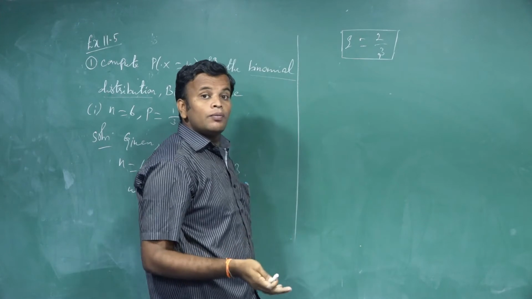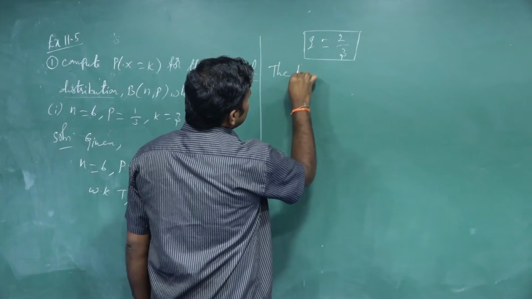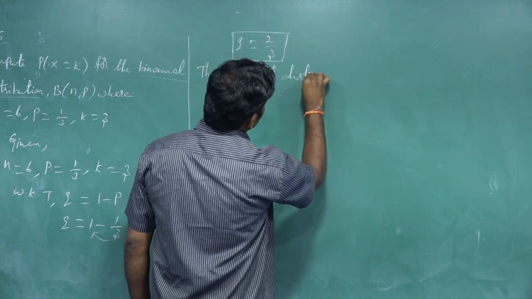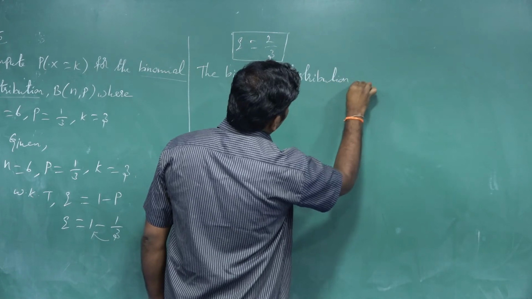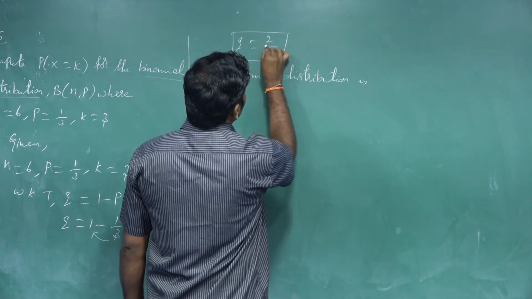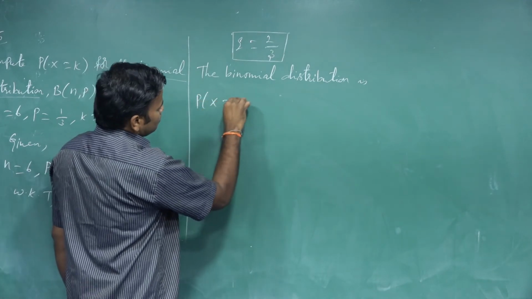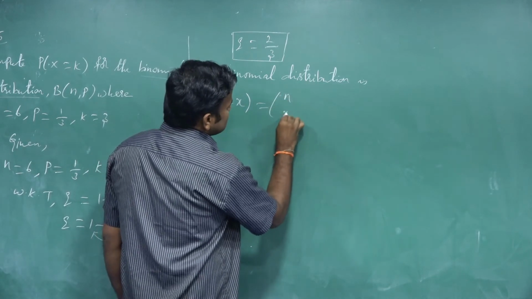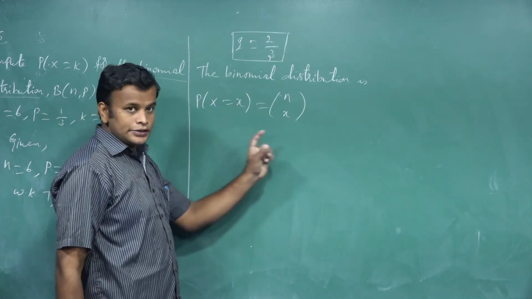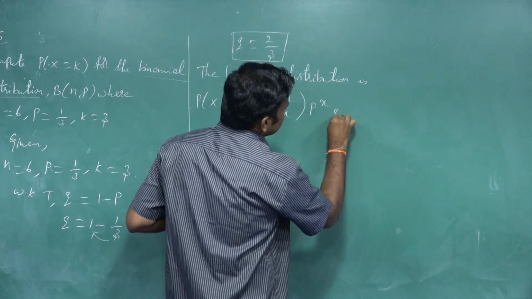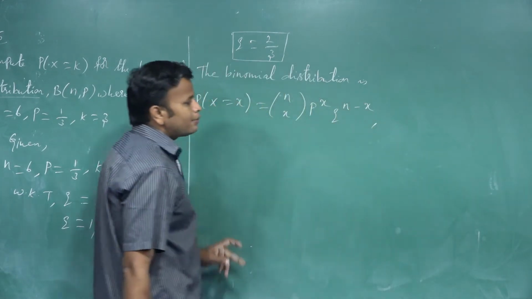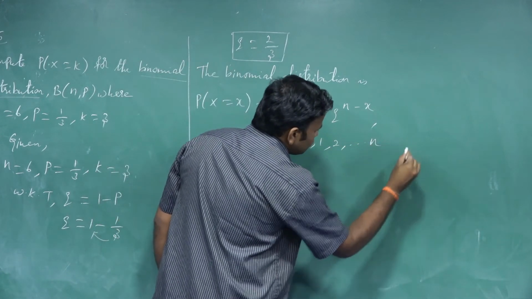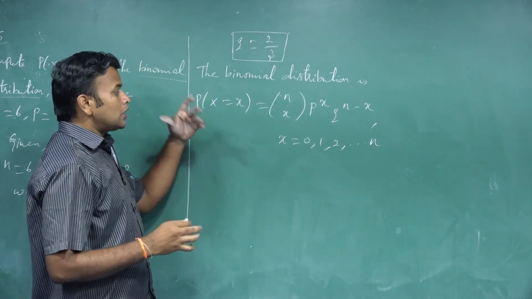Next, we write the formula of the binomial distribution. Do you remember the formula? We start from P of capital X equal to small x is nCx, p power x, q power n minus x. The value of x starts from 0, 1, 2, etcetera, up to n. Then we substitute each and every value.